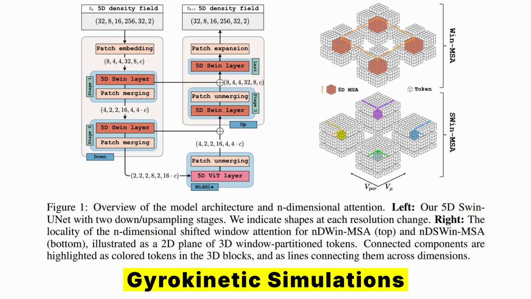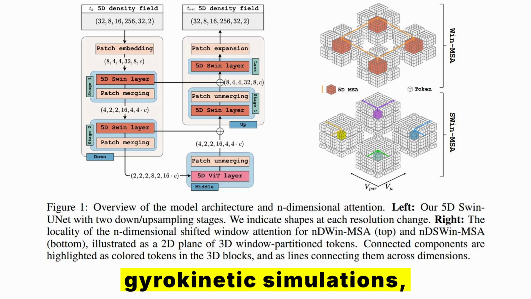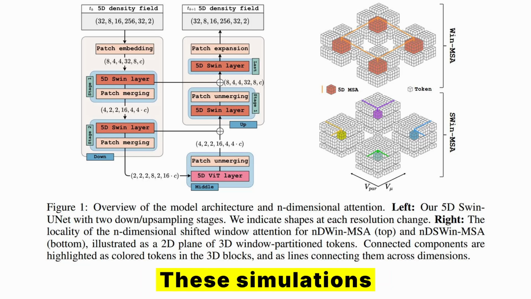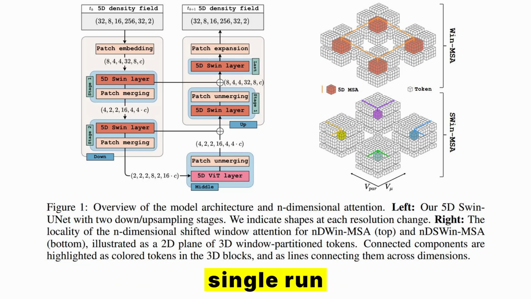Gyrokinetic simulations. To model turbulence, physicists use gyrokinetic simulations, which evolve a 5D distribution function over time. These simulations are computationally expensive, requiring up to weeks for a single run to converge. This makes it unfeasible for iterative optimization and control studies.